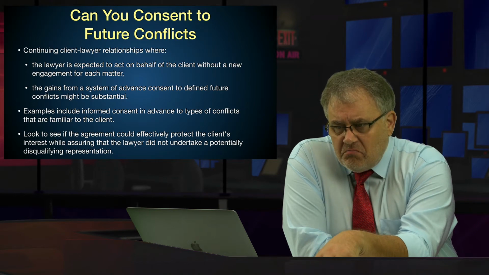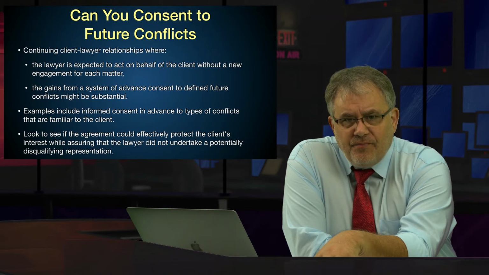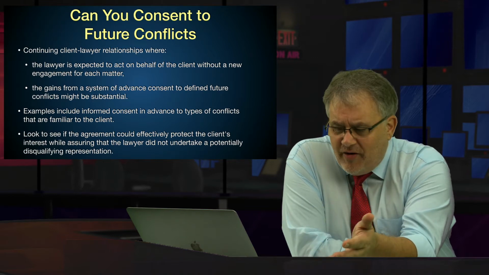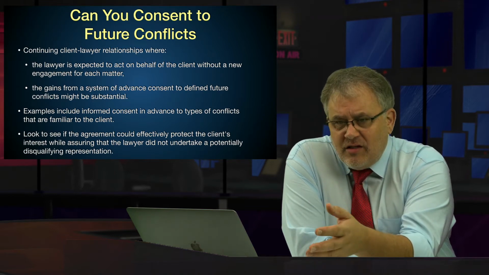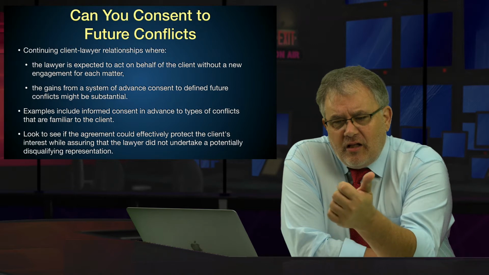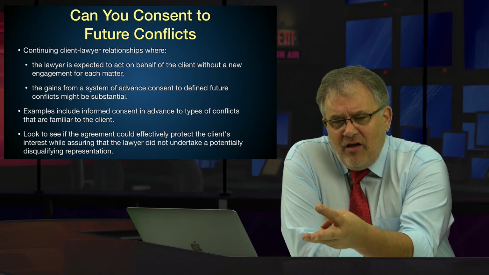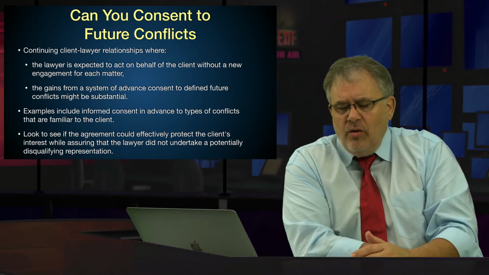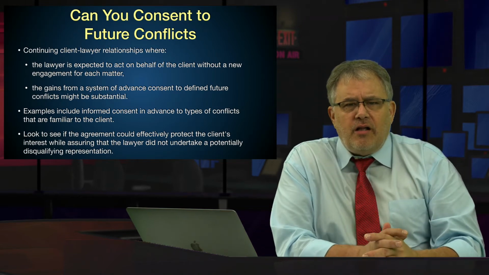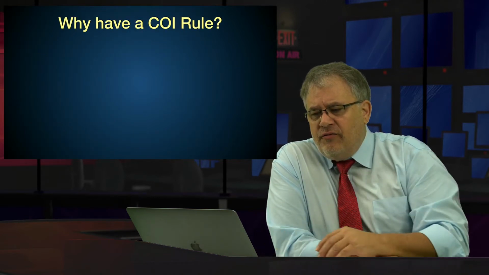In that instance, consent to potential future conflicts makes sense because it can help that client who wants that ongoing relationship. And this works when we've got informed consent in advance to the type of conflicts that the client is familiar may occur. So you've got a sophisticated client, they need an ongoing relationship. You're not doing an engagement letter every time you do some work for them, and they know the types of potential issues that may come up. In that instance, we look to see, does the agreement effectively protect the client's rights? And if it does, it will allow you to engage in that consent against future conflicts of interest.